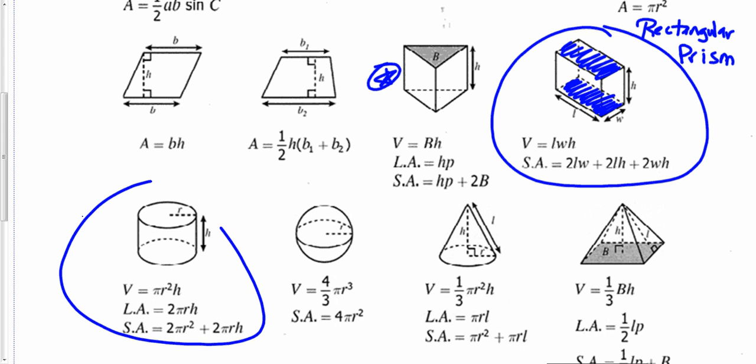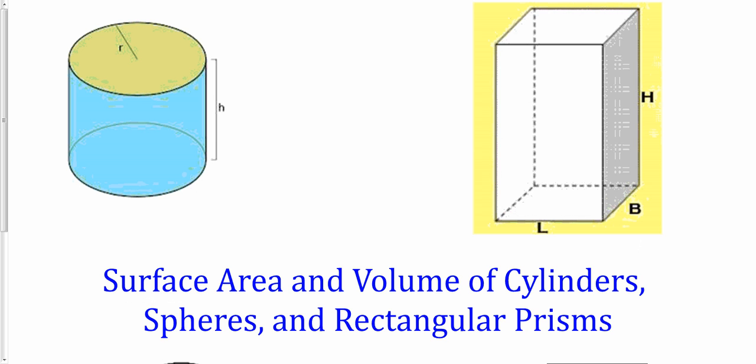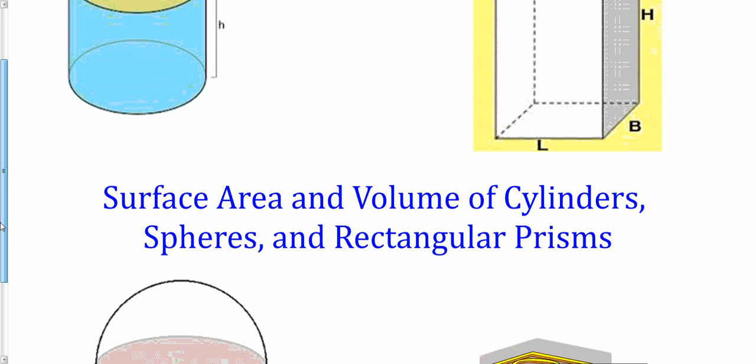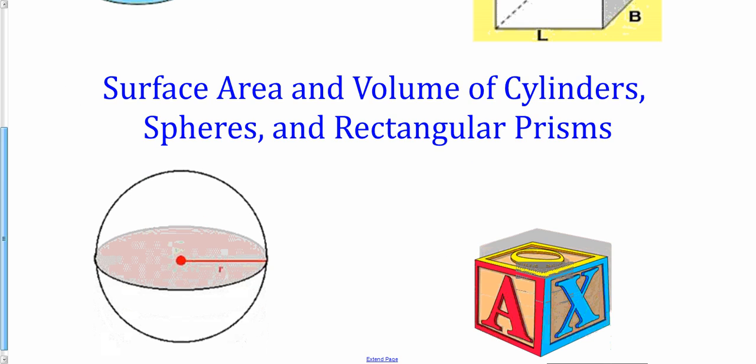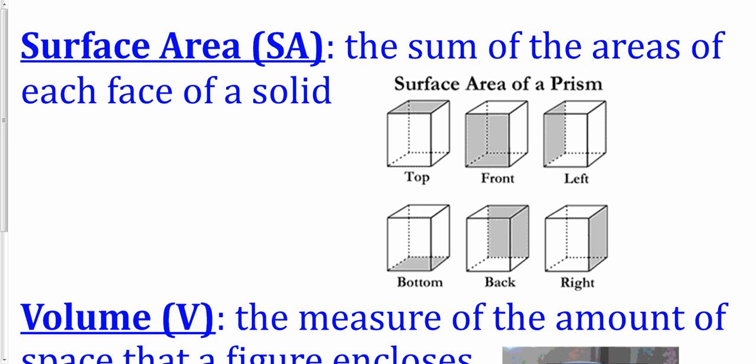We'll be talking about cylinders, and here are those formulas. We'll also be talking about spheres, and they have those formulas. These formulas will always be provided to you. You will not have to memorize them. So again, we are talking about surface area and volume of cylinders, spheres, and rectangular prisms. So here we have all of our examples of those.